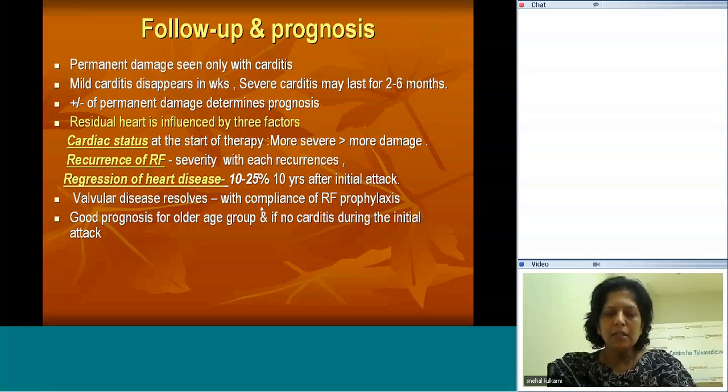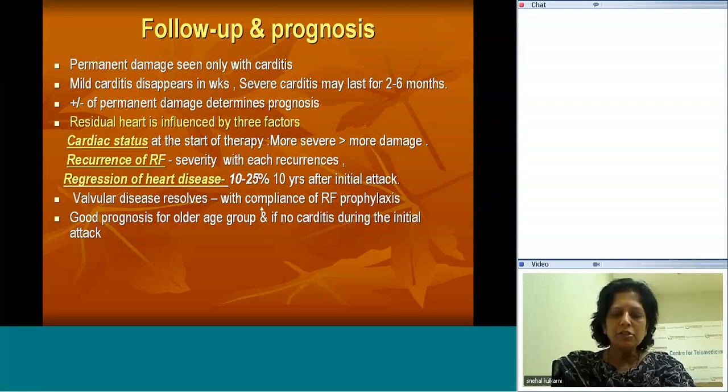Residual heart disease or lesion is influenced by three factors. What is the cardiac status at the start of therapy? If it is more severe, there is more damage. Do we have recurrence of rheumatic fever, because there is an addition of lesion and severity with recurrences? And recurrence of heart disease is 10 to 25% ten years after the initial attack. So you need to see all these points when you see the follow-up.